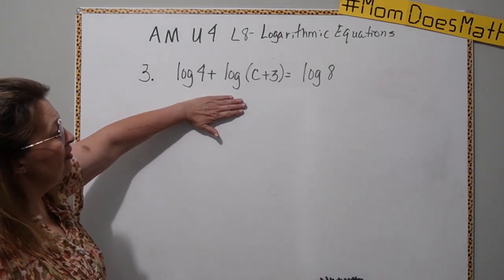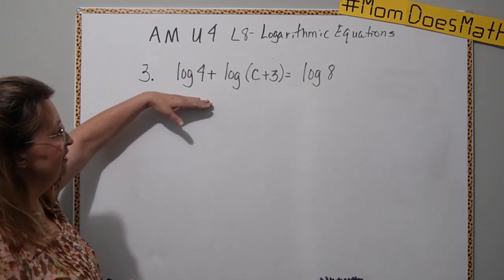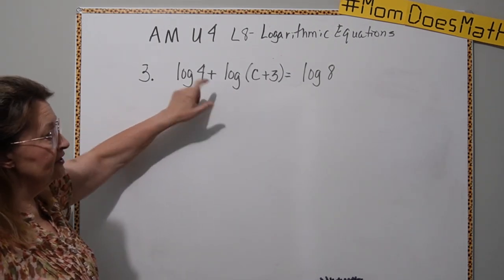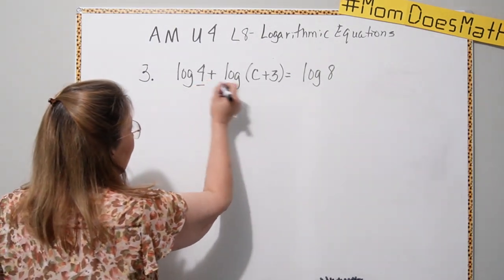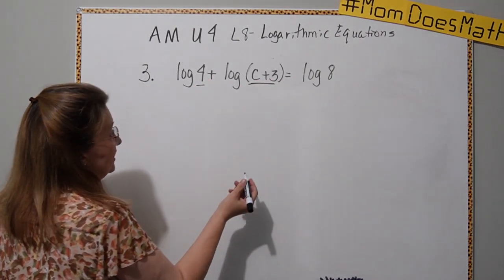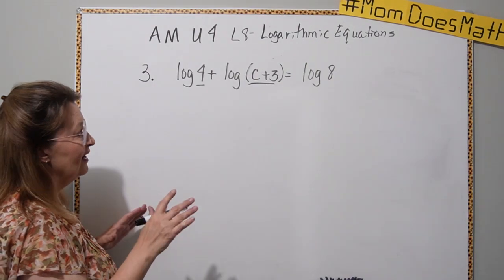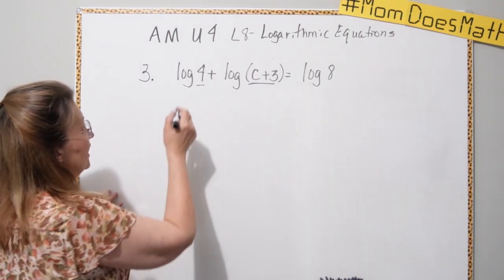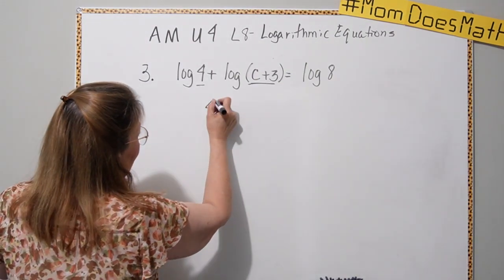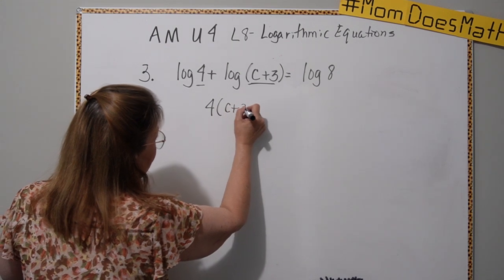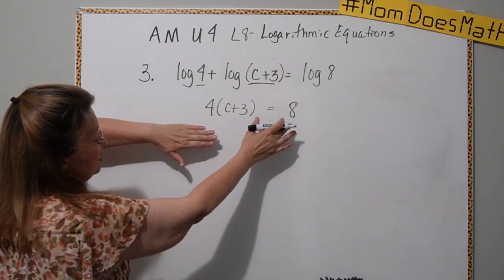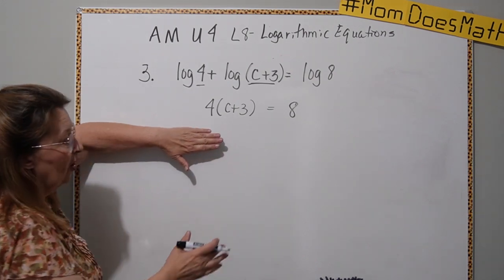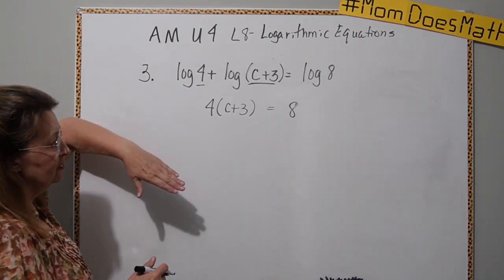Okay, for number 3, now we are going to have to condense this on the left side. It's added, so we're using our product property. And that tells us that you can multiply the two arguments together. Now I'm kind of going to do a step in my head here, so watch what I'm doing. When I combine those, when I do 4c plus 3, the logs are going to equal, so I'm just going to go ahead and apply my one-to-one property and set my arguments equal to each other.